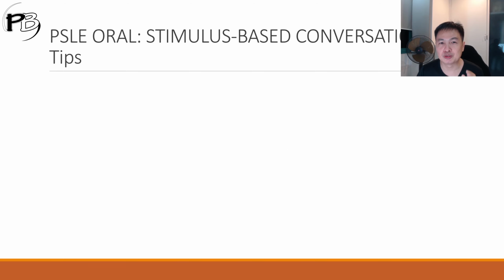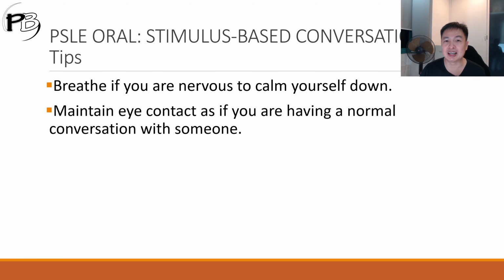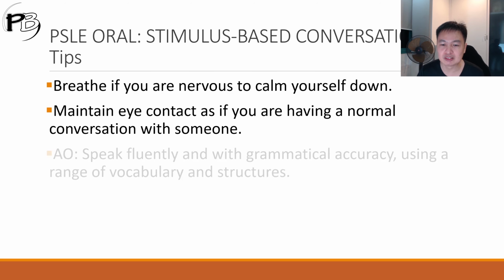So how do you score well for the stimulus-based conversation segment? Right, here are some tips for you. If you're still feeling nervous after the reading passage, do remember to breathe, to calm yourself down. Try to maintain eye contact as much as possible, as if you're having a real conversation with someone, just like what I'm doing with you now, right?